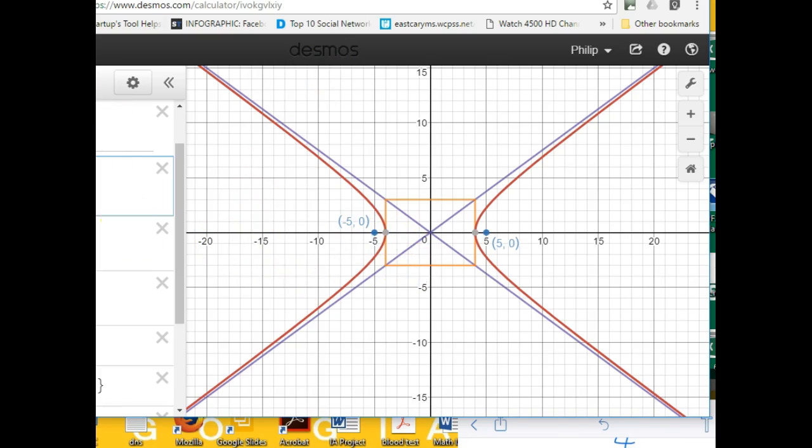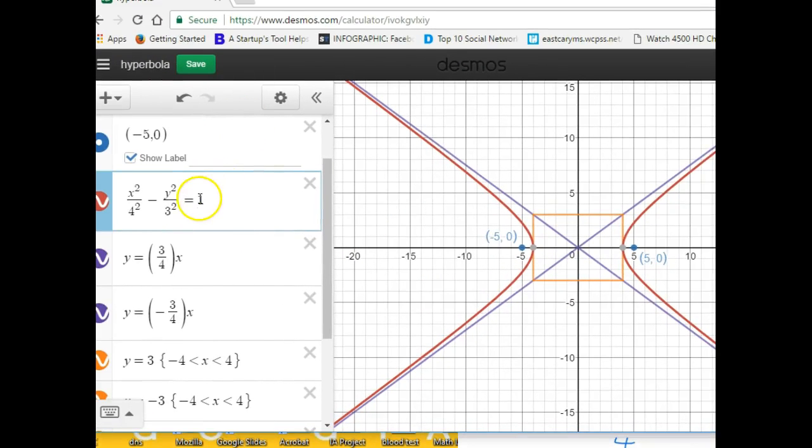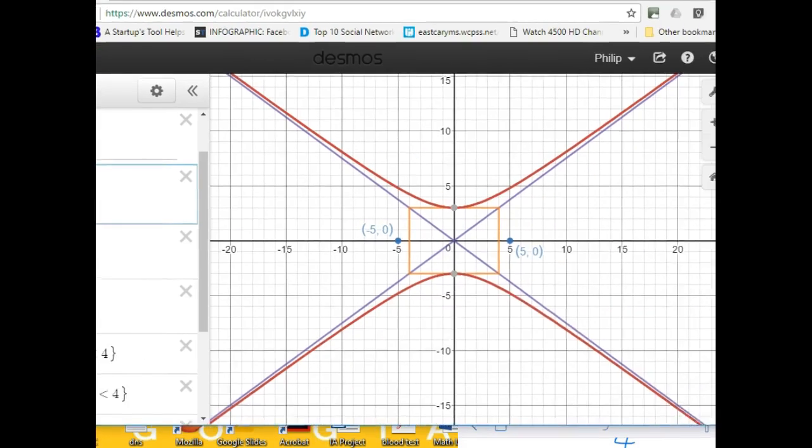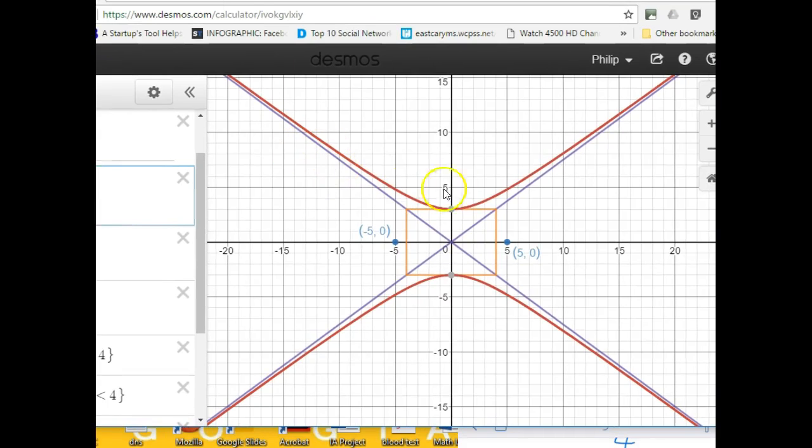So let's see what happens. I'm going to take this function here and put a negative 1 here instead. Look what happened. We now have a hyperbola turned on its side. Do you see how now, instead of the vertices on the left and right sides of the orange rectangle, we now have vertices on the top and the bottom of the orange rectangle?